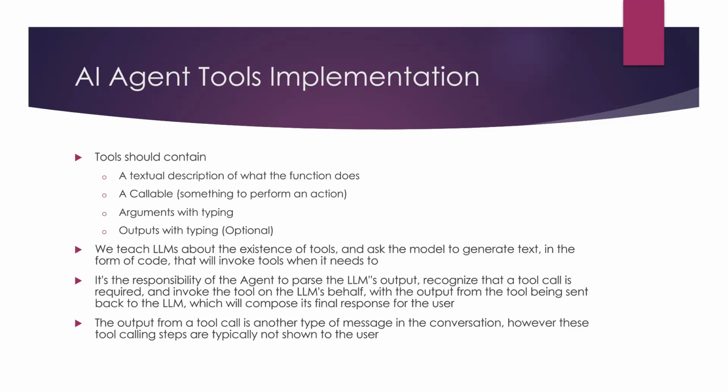In the case of LLMs, we teach them about the existence of tools and ask the model to generate text in the form of code that will invoke tools when it needs to. It's the responsibility of the agent to parse the LLM's output, recognize that a tool call is required, and invoke the tool on the LLM's behalf, with the output from the tool being sent back to the LLM, which will compose its final response for the user. The output from a tool call is another type of message in the conversation. However, these tool calling steps are typically not shown to the user.